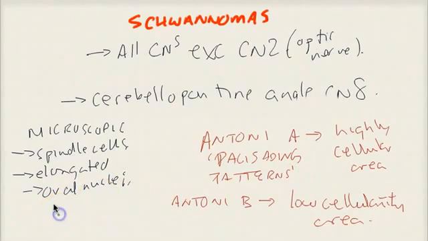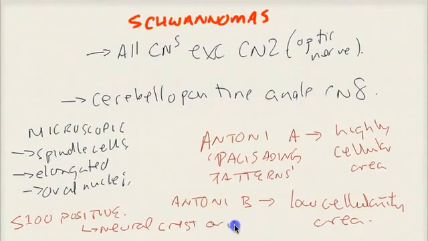Okay. And finally, we can do an immunoreactive test for detecting schwannomas. And what we're going to see is that they are what we call S100 positive. Now, this is a test to identify structures that come from a neural crest origin. And that's all that means.